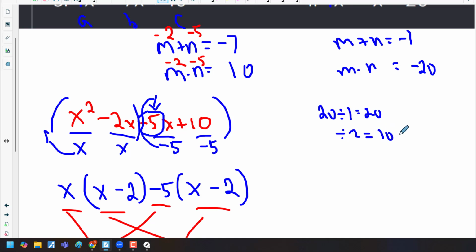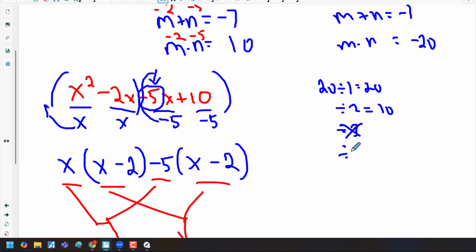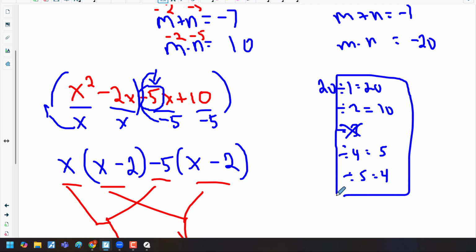Is 10. Divided by 3. Guess what? Doesn't work. Divided by 4, which is 5. And divided by 5, which is 4. So this step, you're just using a calculator, remember. And we know I can stop here because 4 and 5 and 5 and 4 are repeating. That means the only possible combinations are 1, 2, or 3.